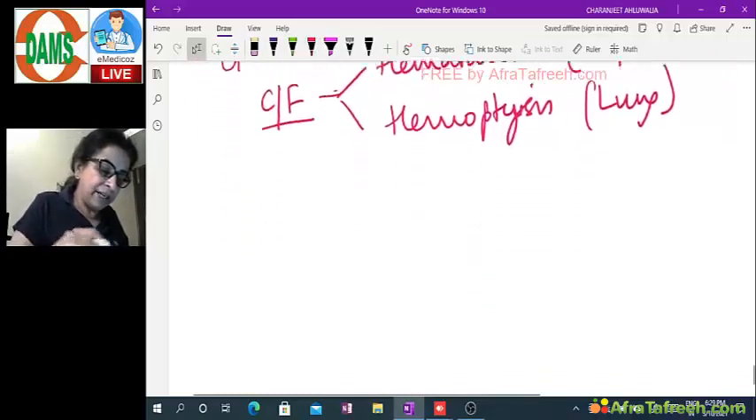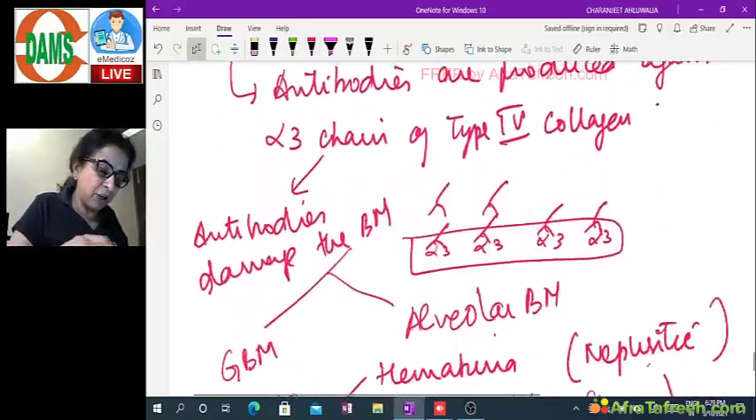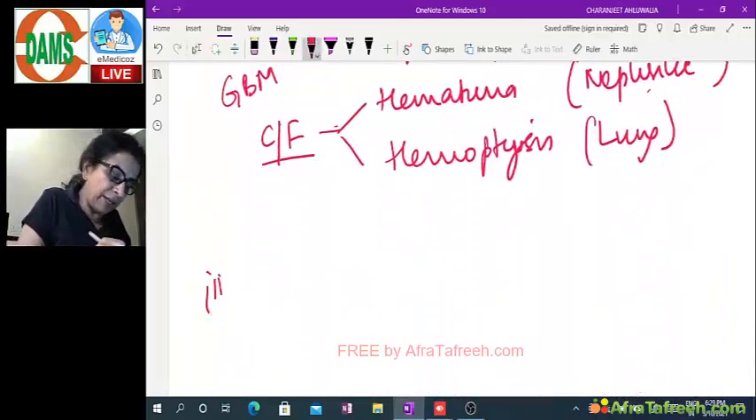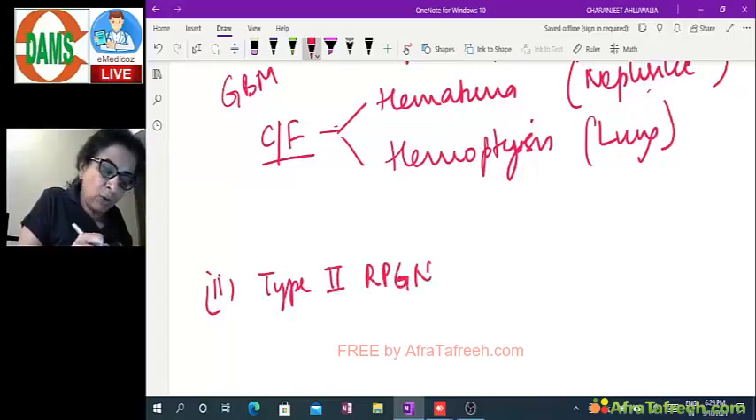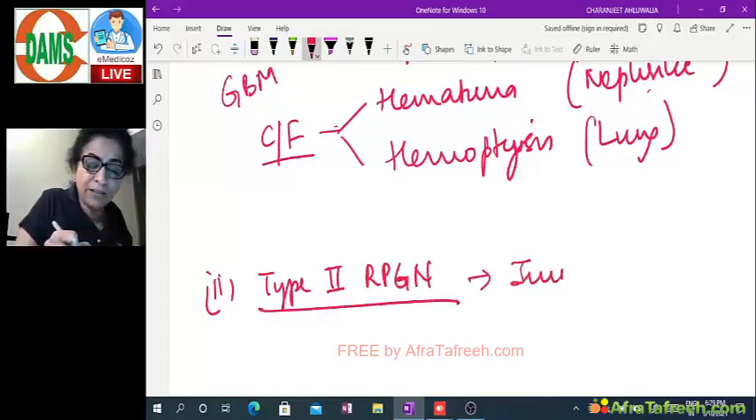Okay. The second category of causes of RPGN is type 2 RPGN. Type 2 RPGN is called immune complex disease.